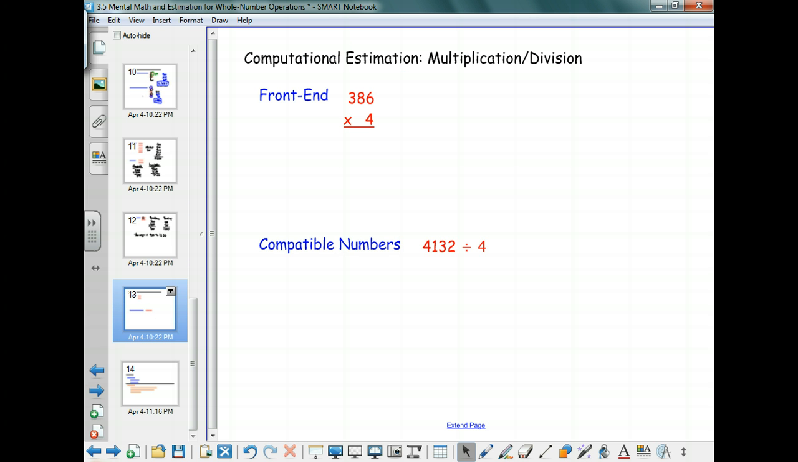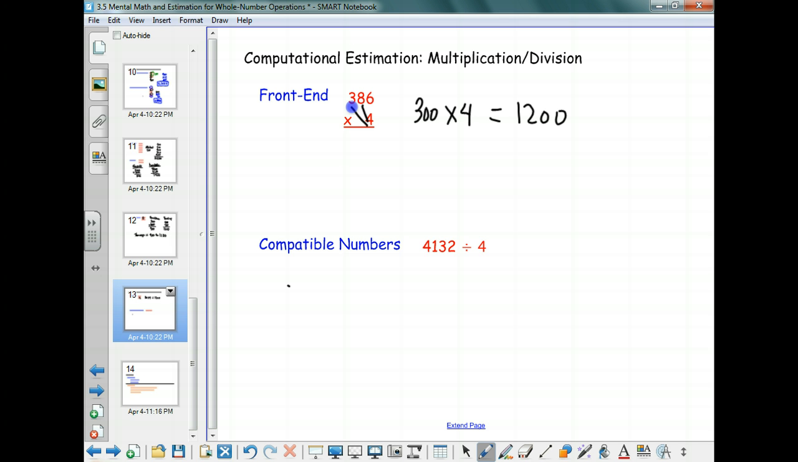All right, the last slide has to do with multiplication and division. The first one is front end. We have actually talked a little bit about front end multiplication, but we're going to do it with estimation now. Front end means multiplying the two first numbers together. So I have 300 times 4, which is, of course, 1200.